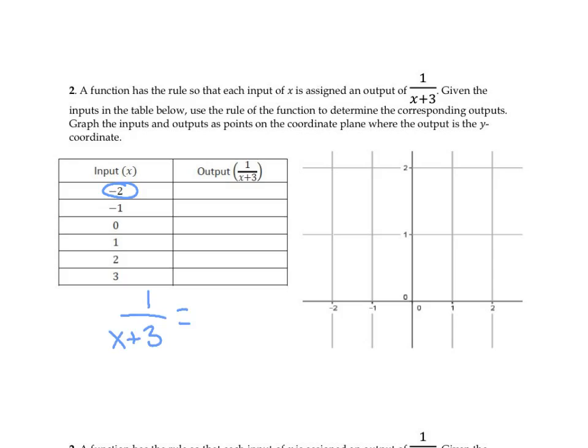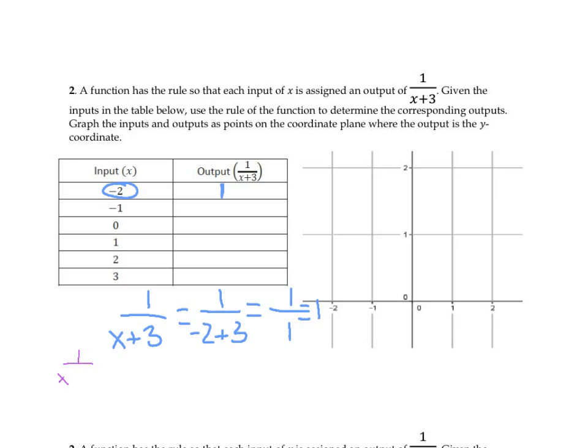Since x is given as -2, we have 1 over -2 plus 3. So we have 1 over, and then -2 plus 3 is 1, and 1 over 1 is 1. So that output is 1. Moving on to the next output.